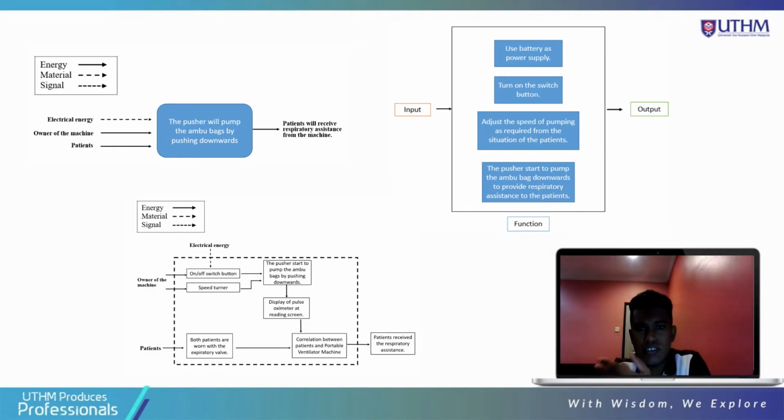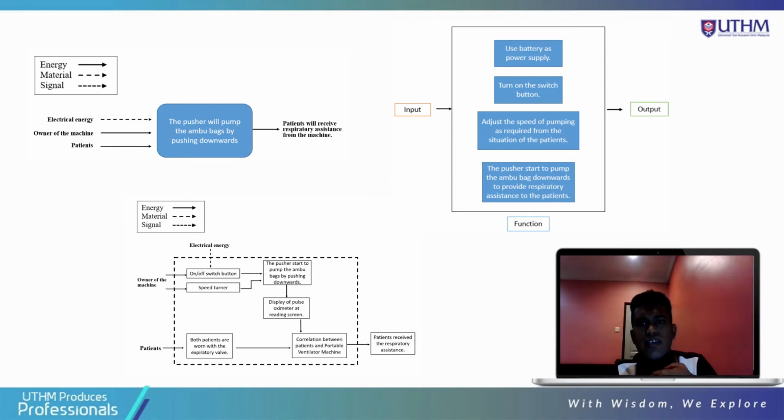In function structure, firstly we will turn on the power, which is powered by the battery. As we switch on the switch, the pusher will start to pump the BMV bag by pushing it downward. By controlling the speed of the pusher, we can alter the speed by using the speed turner.